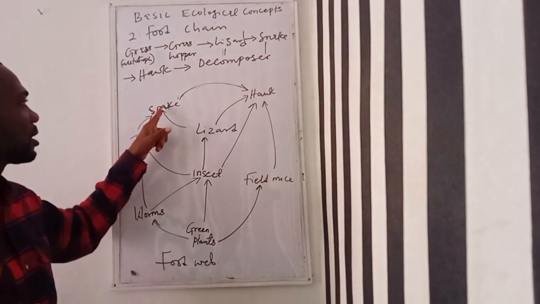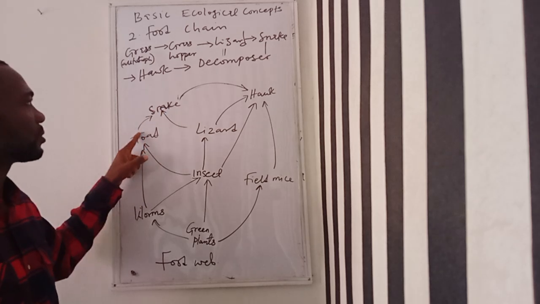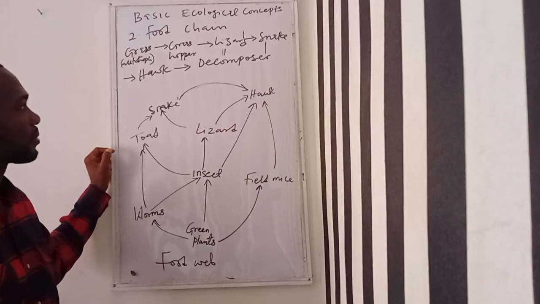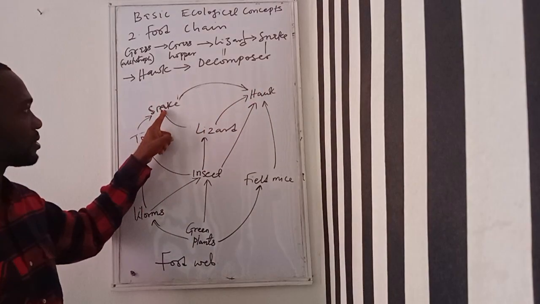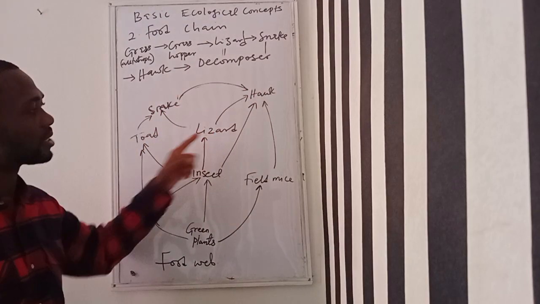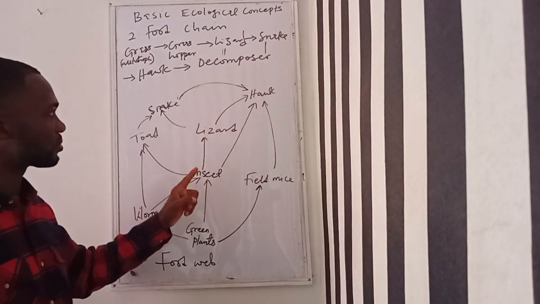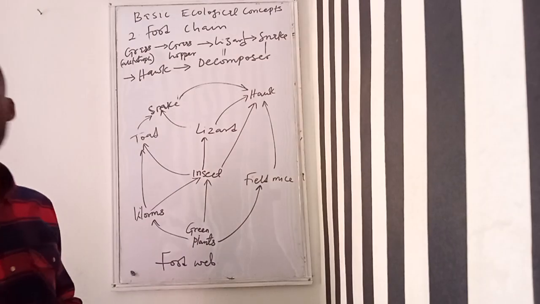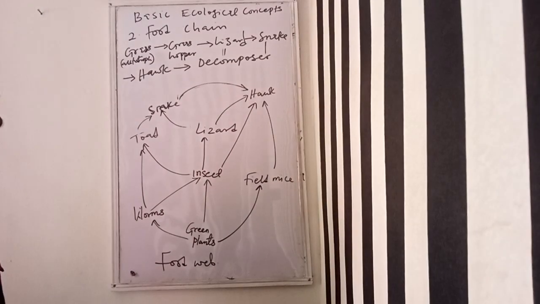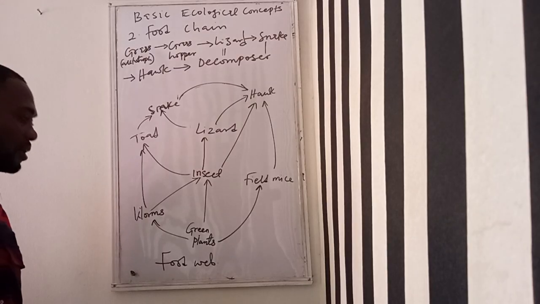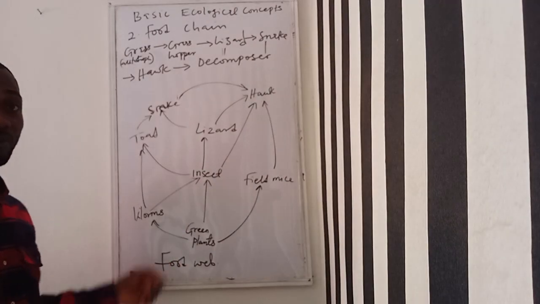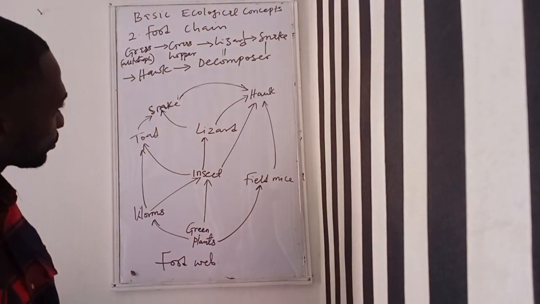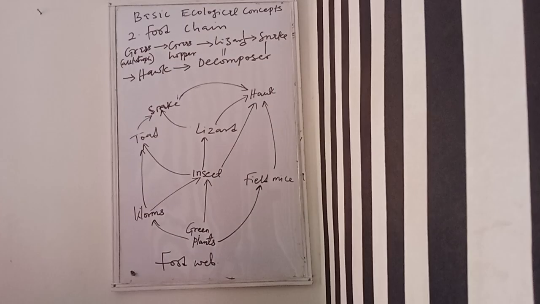Then this snake feeds on toad, but snake can also feed on lizard, and hawk can feed on snake, and hawk can feed on lizard too, and hawk can also directly feed on insects. So this is what we refer to as the food web, the interconnection of other food chains. All right.